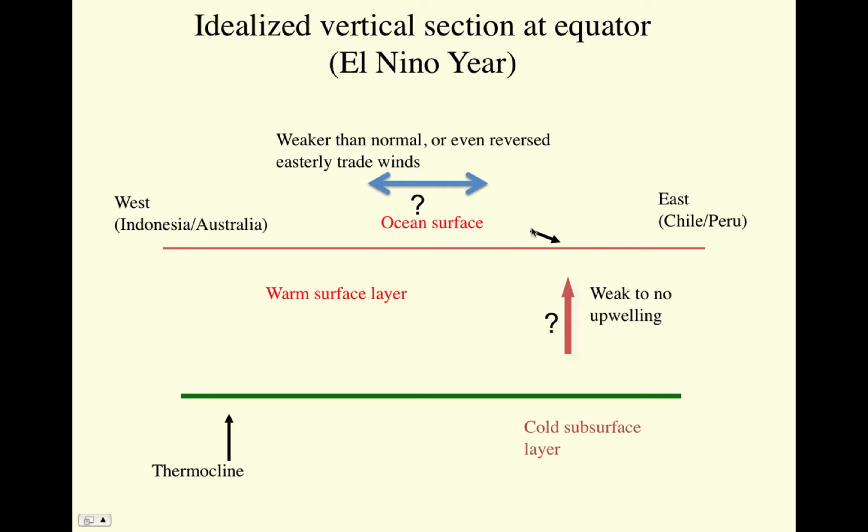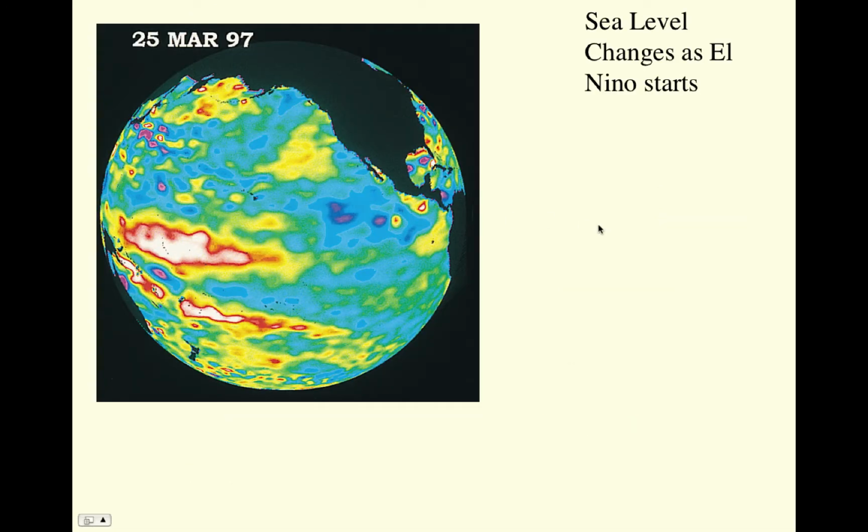As a result, you have more warm water at the surface than is typical in the Eastern Pacific, weak to no upwelling happening in the Eastern Pacific, and as a result, you have overall just a more consistent warm layer across the Central Pacific in general. Here's looking at the sea level changes as El Nino starts up.